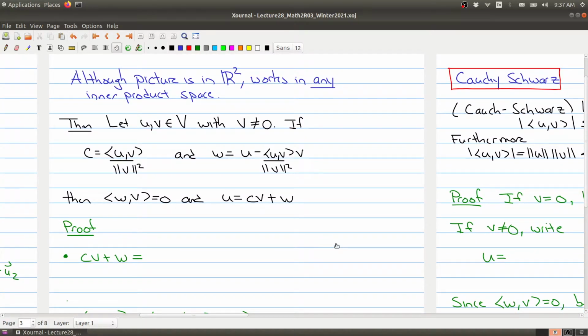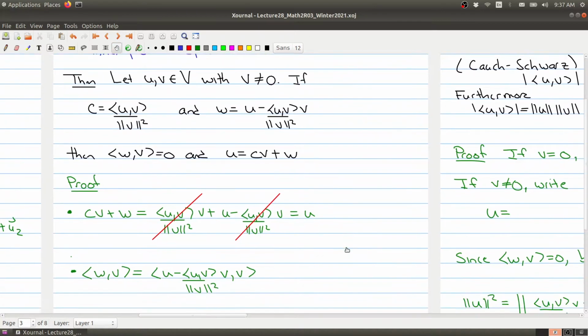Okay, so let's prove this. The first part is just checking this fact right here, but this follows from just substituting in what we said c and w are. So cv plus w is the inner product of u and v divided by the norm of v squared times v, plus w, which is u minus the inner product of u and v over the norm of v squared times v. We look at this and notice that this term cancels this term, and so this is equal to u, which is what we wanted.